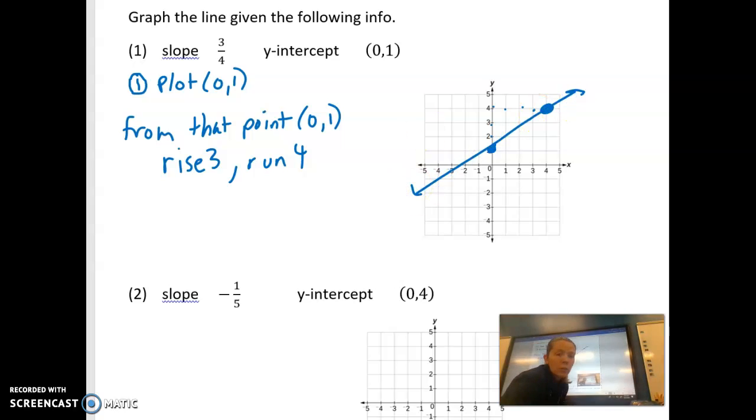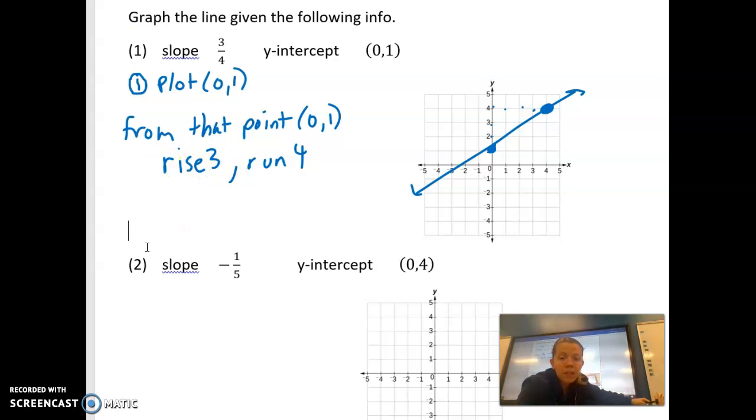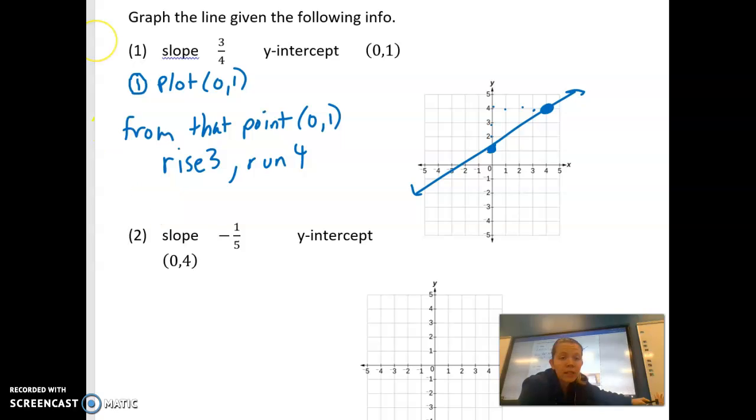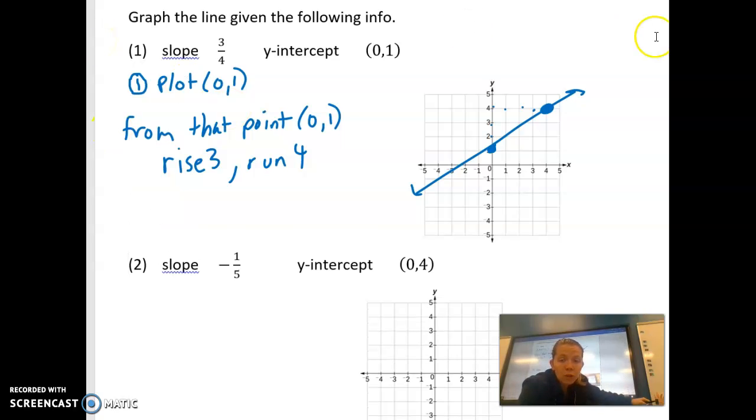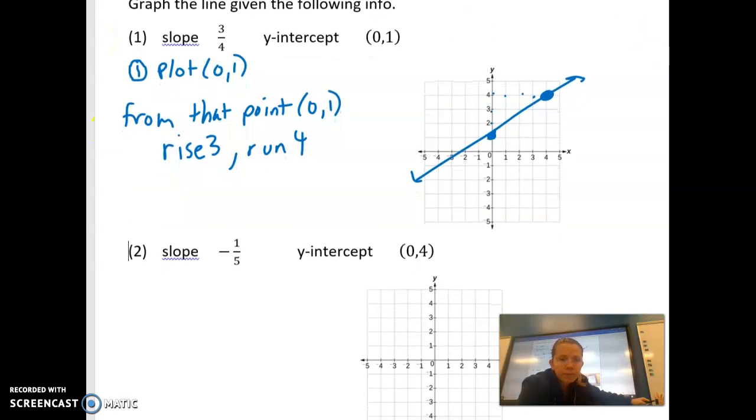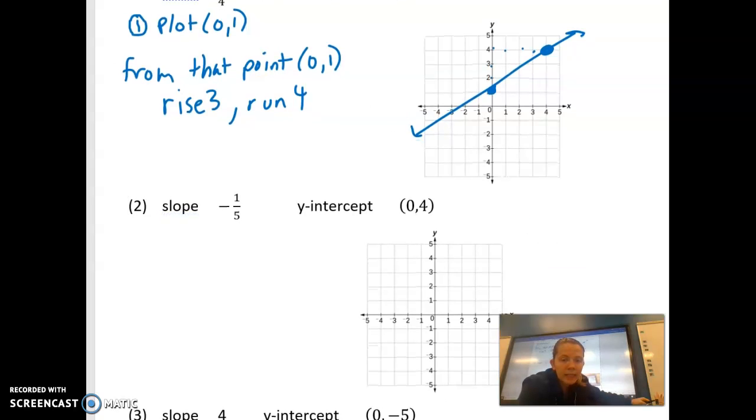So again, to go through this, the first thing you do is you plot your y-intercept. The second thing you do is you apply your slope based on its rise over run. So let's go ahead and go over the second example now.